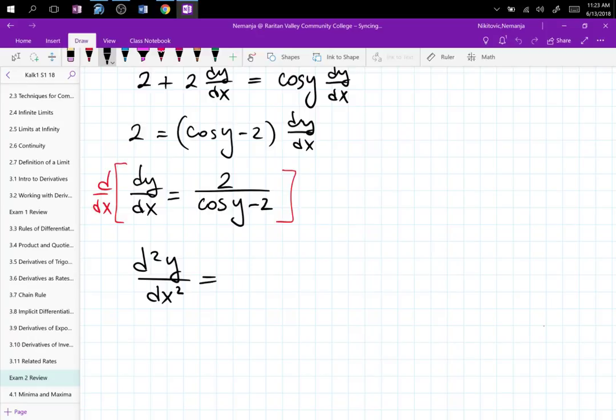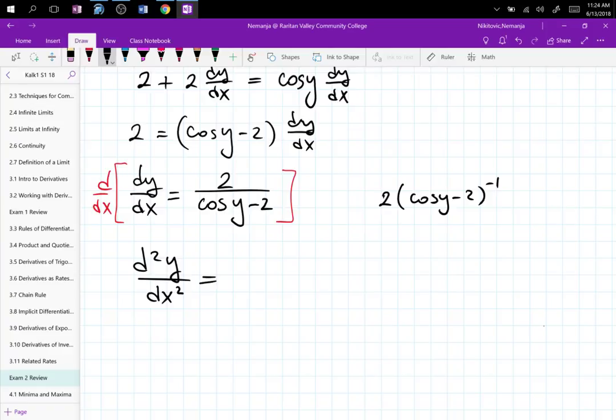So now, when we are at that point, we find the second derivative. So we hit the first derivative with another derivative. D times d is d squared. Dx times dx is dx squared. So that's the second derivative. On the other side, you have a choice of doing the, hopefully not, quotient rule, or, much better choice, chain rule. Because this could be written as 2 times cosine y minus 2 to the negative first power.